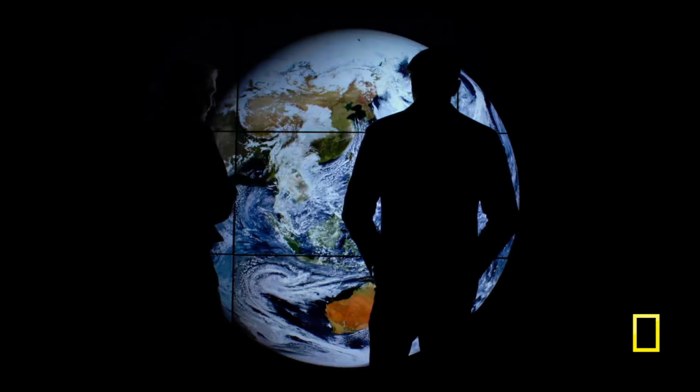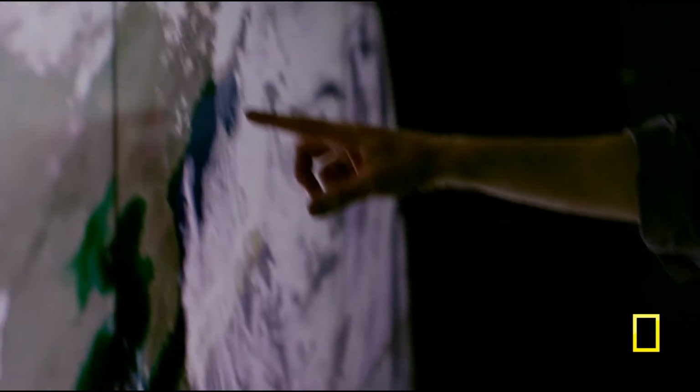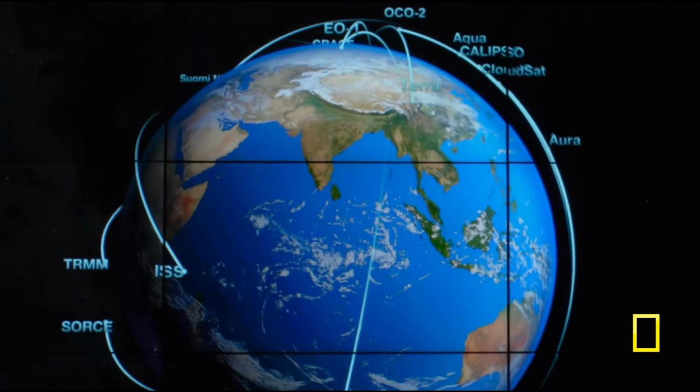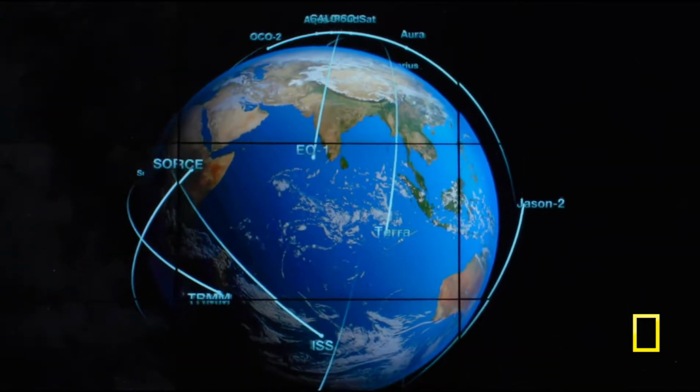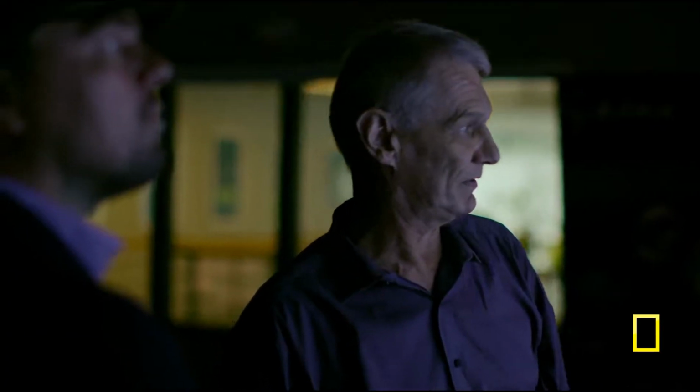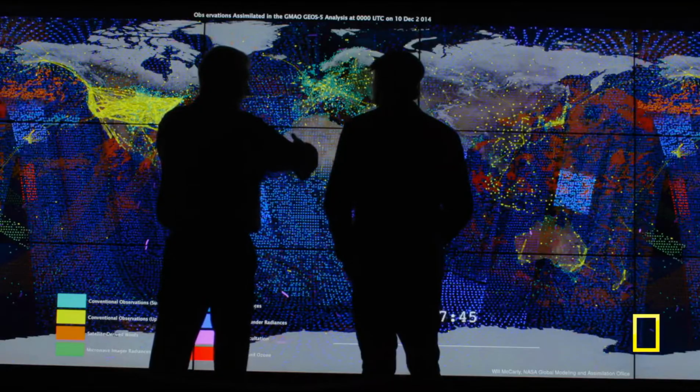This is a model simulation of the Earth now. We have about 20 satellites that are dedicated to looking at the Earth every day. One looks at clouds, one looks at the sea surface temperature. OCO looks at carbon dioxide in the atmosphere. All this information comes in, and this is the tool we use to do climate simulation.